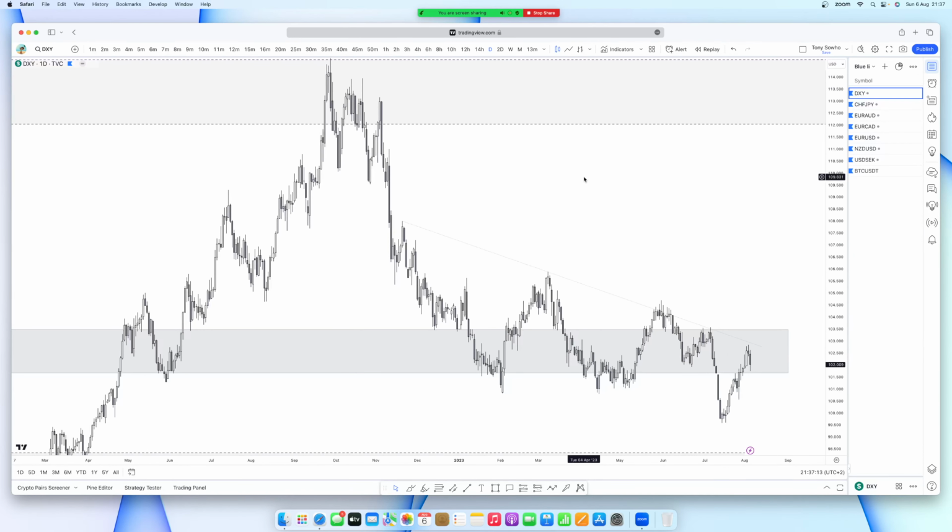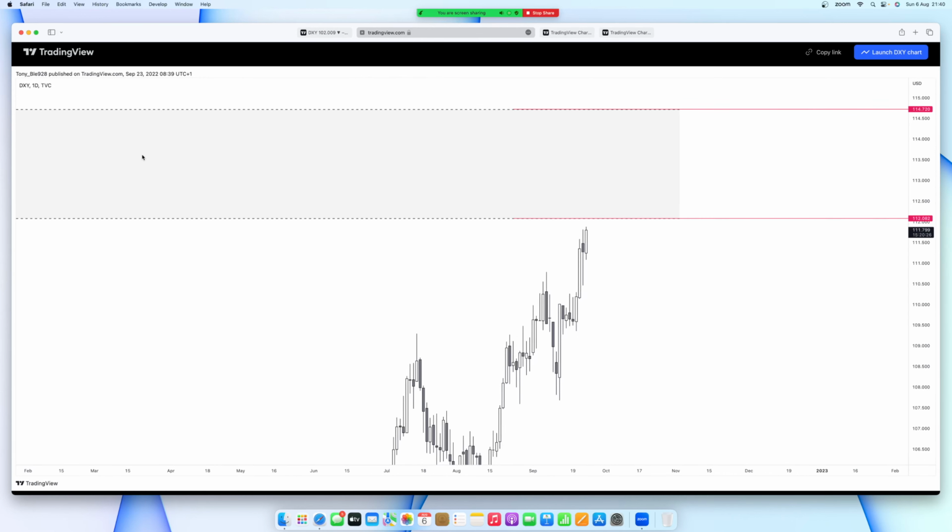When I was looking at this DXY earlier today, I saw this. Let me pull it up for you. I'm going to pull up 3 charts actually. Okay, so we have the 3 of them pulled up now. Let us look at this. Now look at the dates. This is September 23rd, 2022.